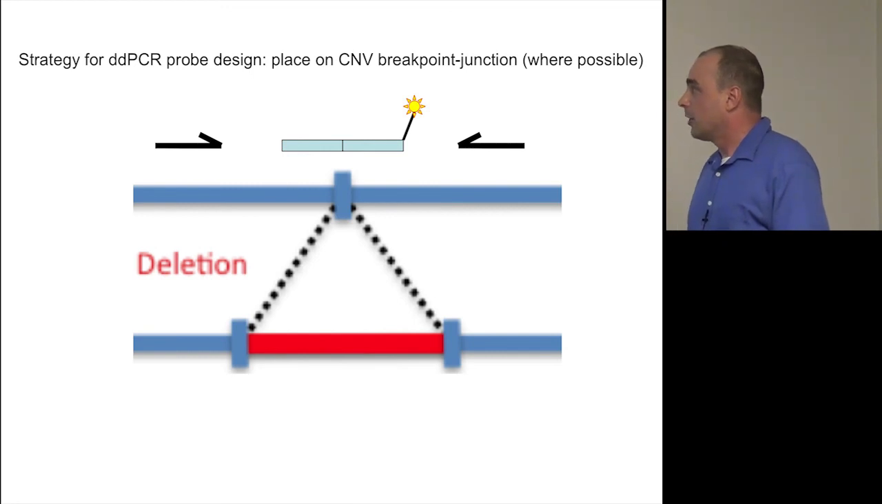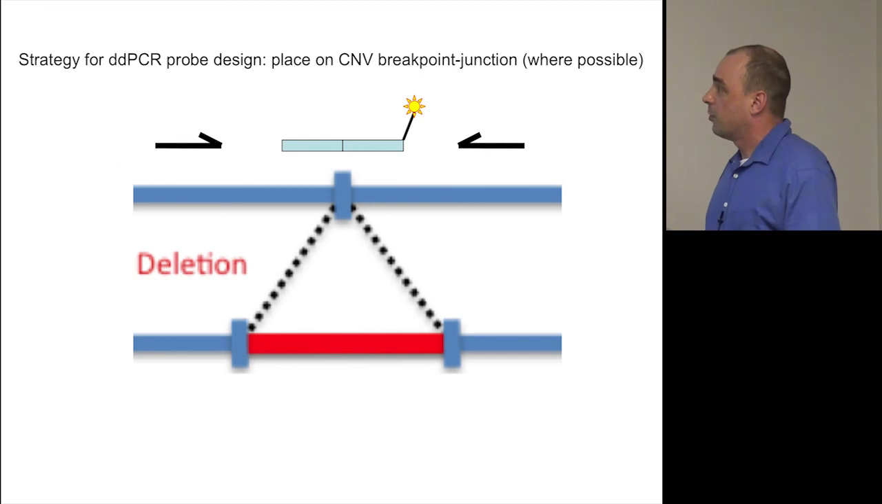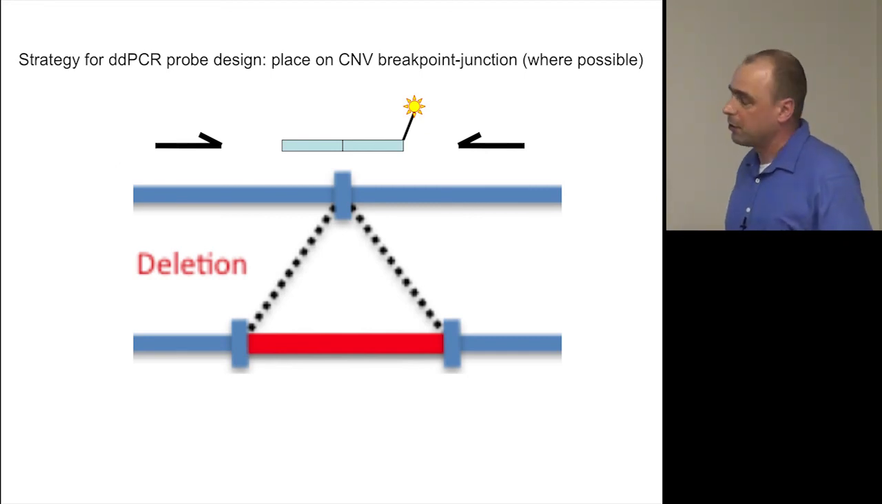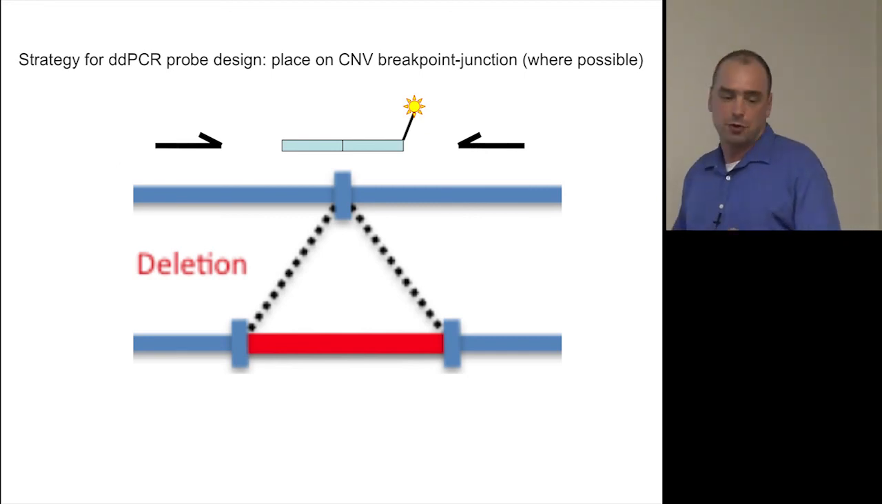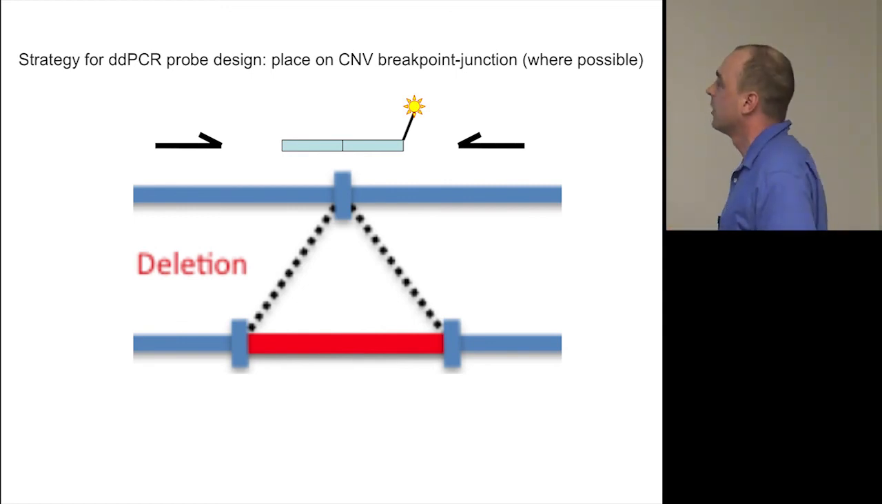Now this doesn't always work, because sometimes the region in this exact spot is just too repetitive, or for whatever reason you can't get a clean probe design. Then we would do the more standard approach and drop our probe right in the middle of the LMCNV.